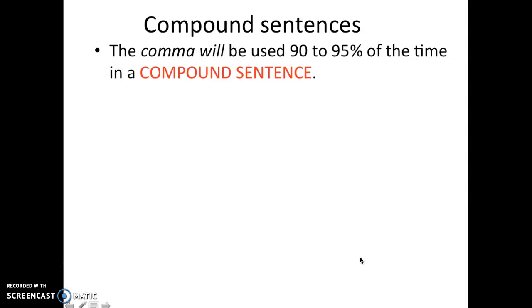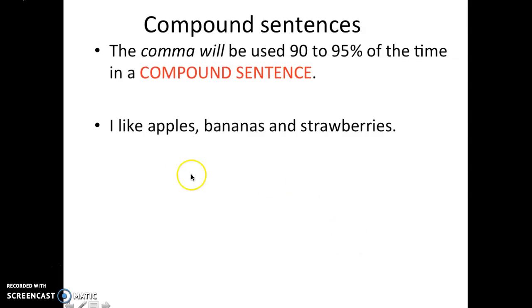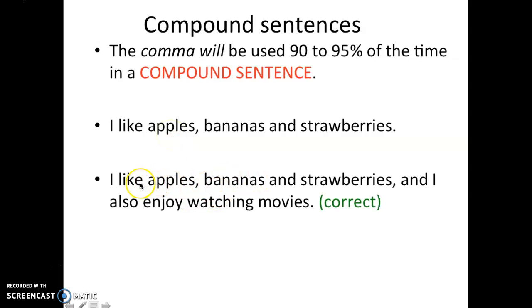Okay, so the comma will be used 90 to 95% of the time in compound sentences. In this case here, you have to be careful. If you have this sentence, "I like apples, bananas, and strawberries," here you don't put a comma because it's an enumeration of 3 elements or more. So you don't do this. But if you do it like this, "I like apples, bananas, and strawberries, and I also enjoy watching movies." So here you need a comma because these are one independent clause and another independent clause together, separated by a coordinator. Okay?